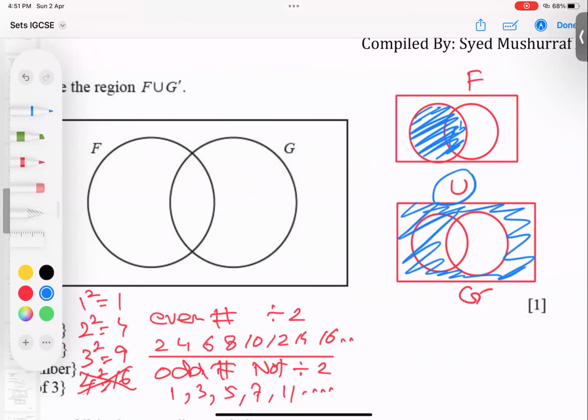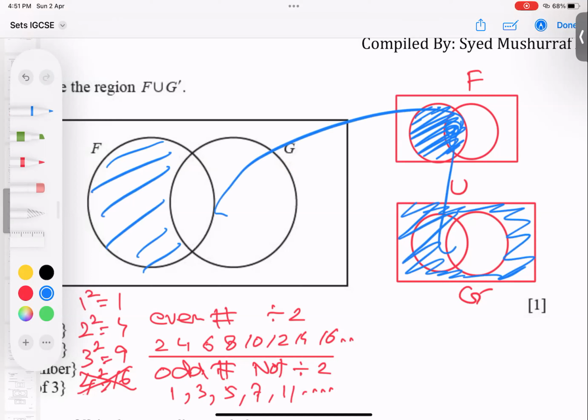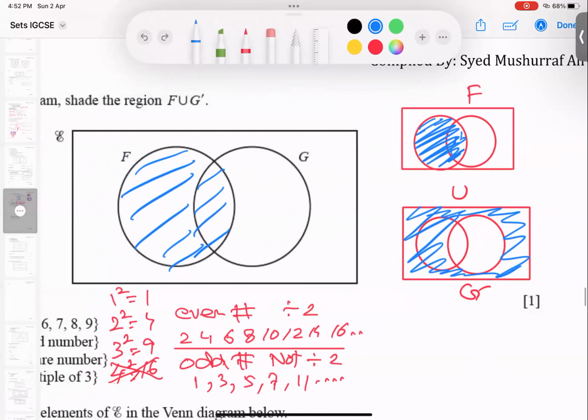Now, what does union stand for? Common and uncommon. Like this part is common, I will take it. And this part is here but not here, but I will take it. And outside shaded, but not shaded here, I will take it. And this is my answer.